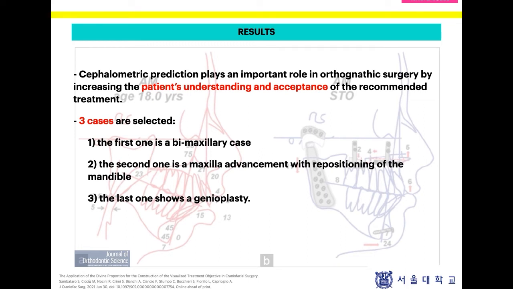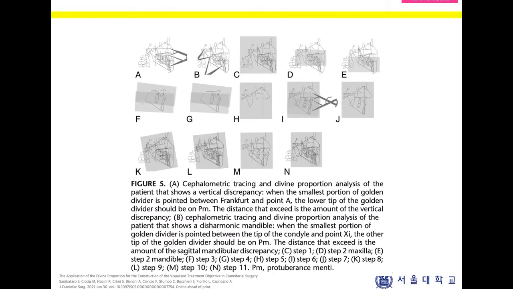Cephalometric prediction plays an important role in orthognathic surgery by increasing patients' understanding and acceptance of the recommended treatment. In this journal, there are 3 cases selected. The first one is a bimaxillary case. The second one is a maxilla advancement with a repositioning of the mandible. The last one shows the genioplasty.